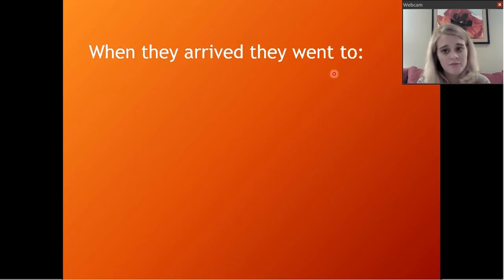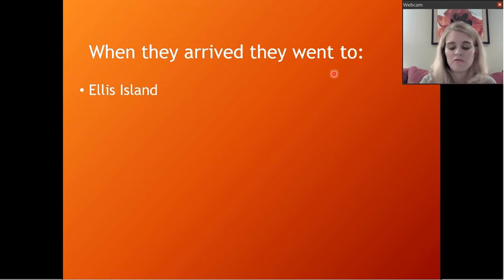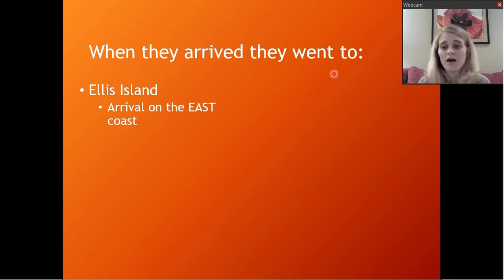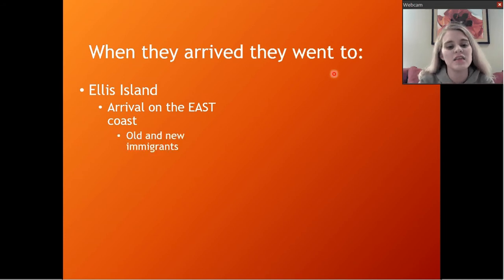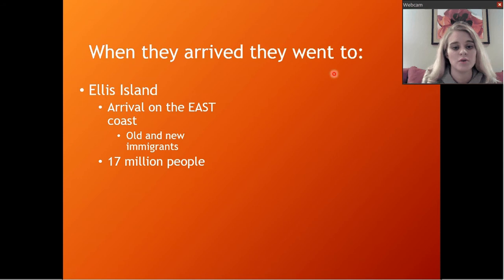When they arrived, depending on what coast they came from, they either went to Ellis Island or to Angel Island. So let's talk about Ellis Island first. It's the one you're probably most familiar with. So Ellis Island is in New York. It's just outside of New York City in the harbor there. These are people who are arriving from the East Coast, so people from Europe. A lot of these are going to be some of the old immigrants, but also most of them in this period are going to be those new immigrants.